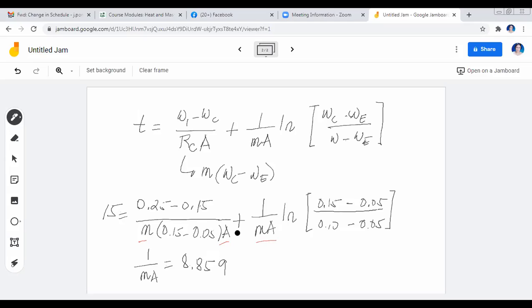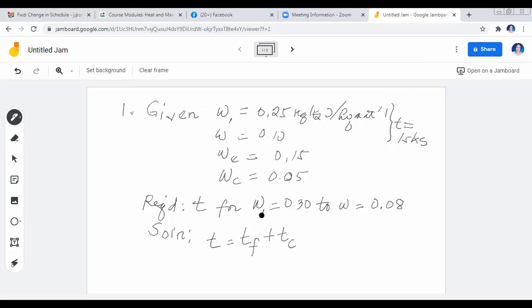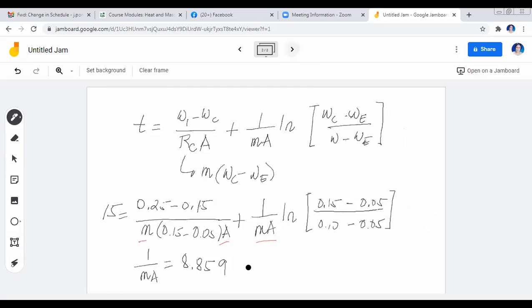So in this case, your 1 over MA is 8.859. If you are going to get the value, simply factor out 1 over MA here, and then the rest are all constants which you can just transfer. So that's your 1 over MA. The purpose of the first condition is for you to know the value of 1 over MA. That way, when you make use of the second condition, the unknown, you will already know the constant 1 over MA that you will use in the same formula.